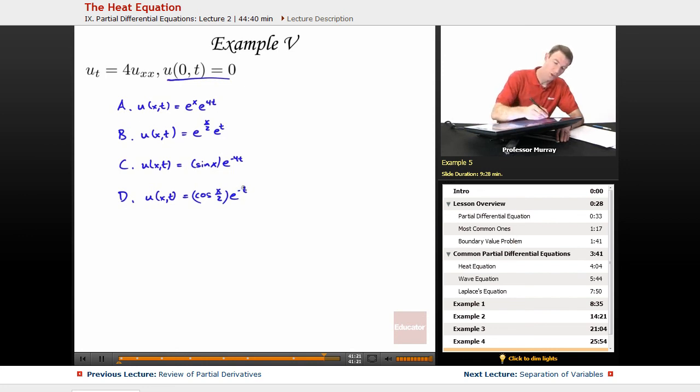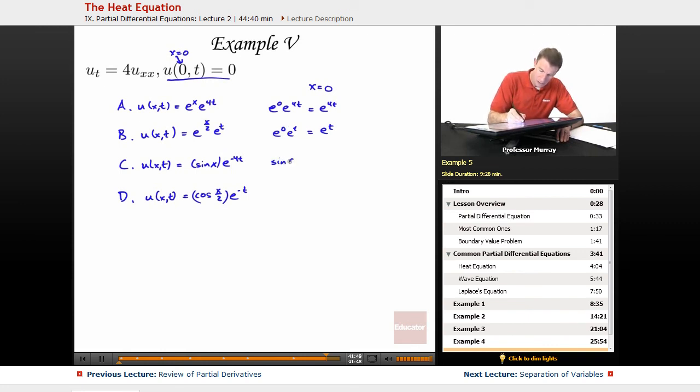Now for each one of those, we're going to plug in x equals 0. So let's try plugging in x equals 0 for each one of those. Here we get e to the 0 times e to the 4t, which is just, e to the 0 is 1, so it's e to the 4t. Here again we get e to the 0 times e to the t, which is just e to the t. Here we get sine of 0 times e to the negative 4t. Now sine of 0 is 0, so this just cancels away to 0. And finally, here we get cosine of 0 times e to the negative t. Now cosine of 0 is 1, so this is e to the negative t.